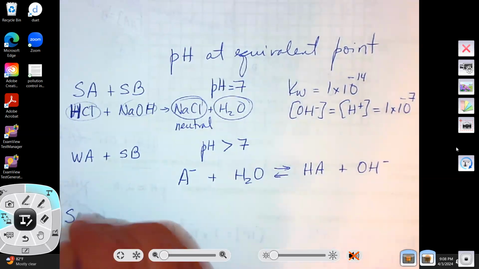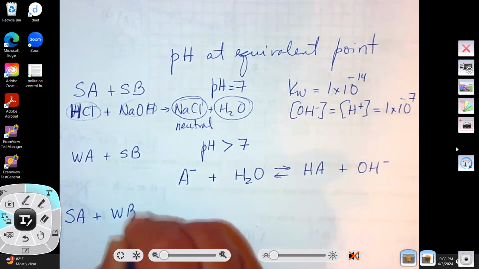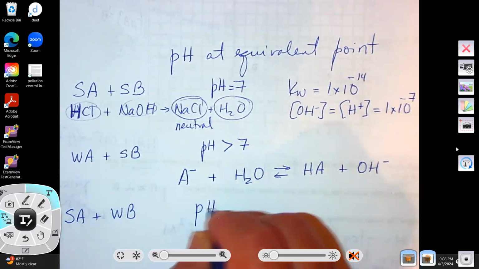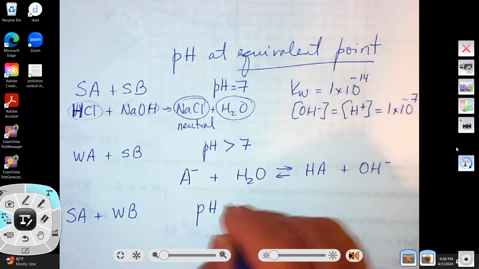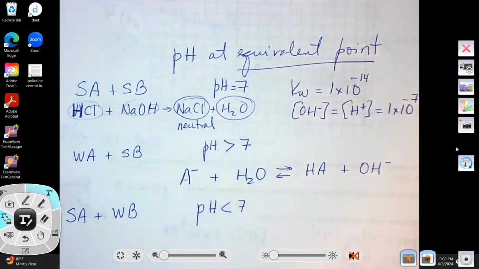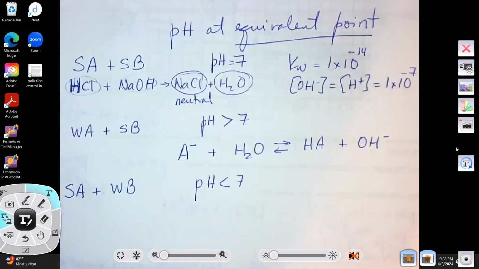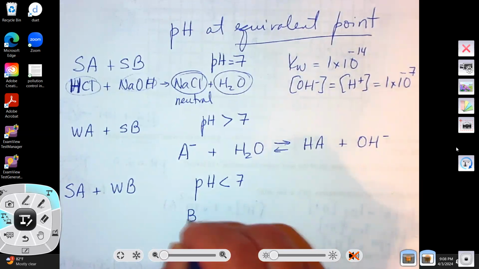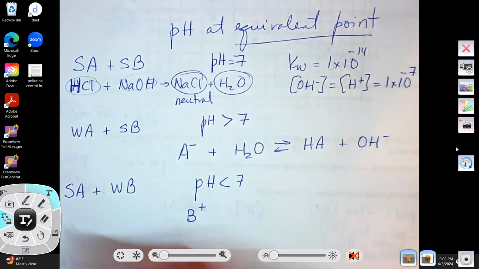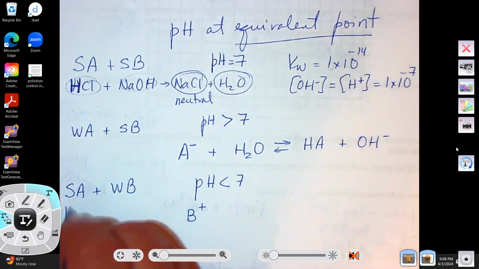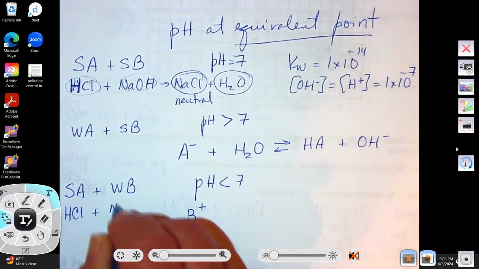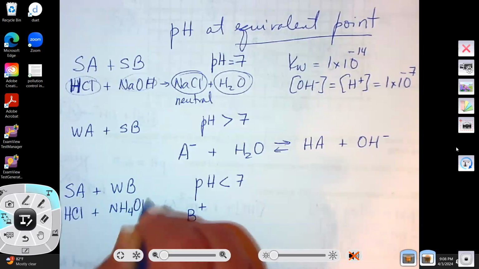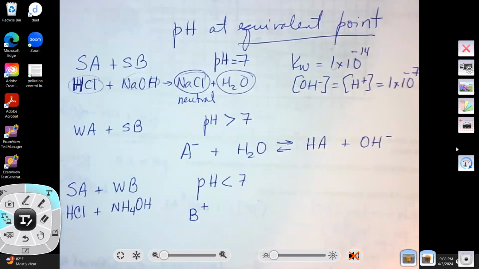And when you have a strong acid with a weak base, in that case, the pH at the equivalence point is going to be less than 7. And the reason for that is because you're going to have the conjugate acid of the weak base. Let's call it B plus. For example, let's say that you have hydrochloric acid reacting with ammonia. Let's write ammonia as NH3 so that it's easier for you to see. So in that case, you're going to form ammonium chloride.